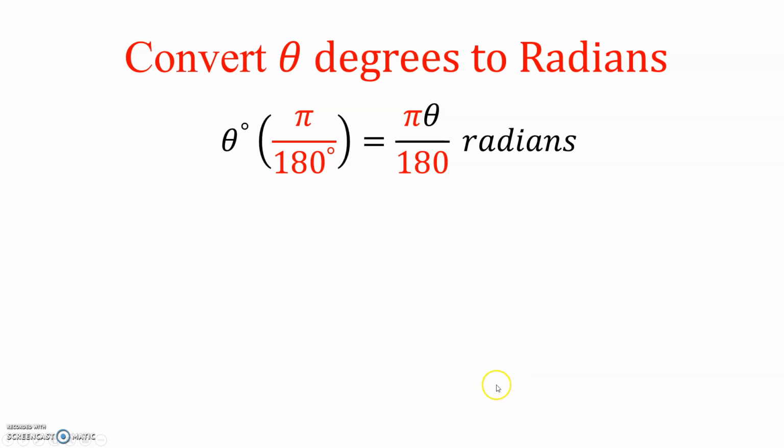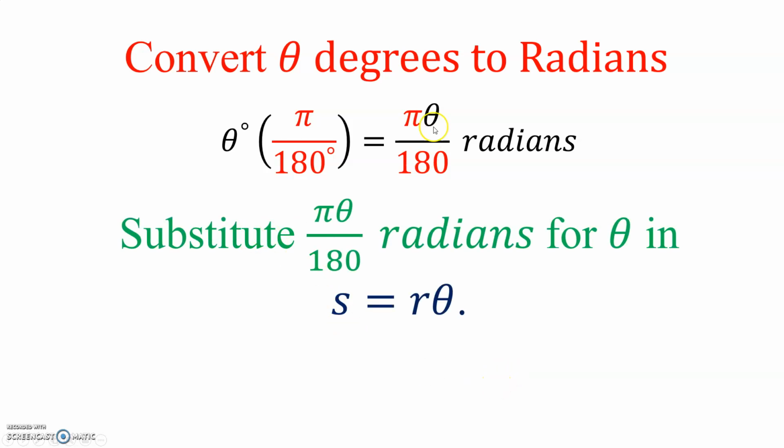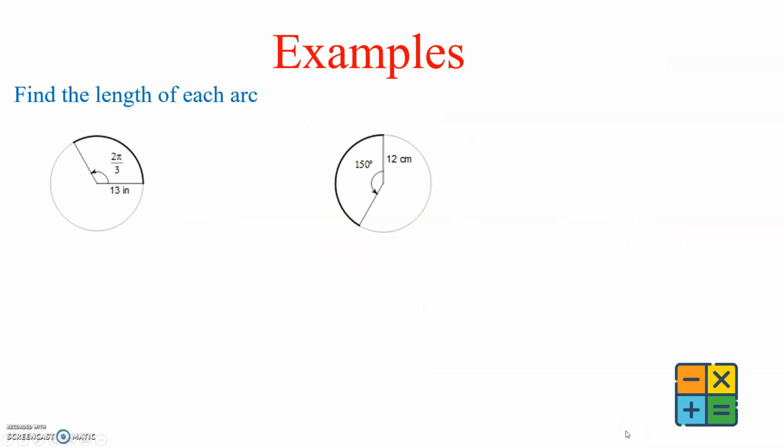So if we put all of this together, if we substitute this back in for theta in this formula, we get a whole new formula for when theta is in degrees. I color coordinated it so you can see that this is essentially my radius times theta, so it's the exact same thing. But this shows that all I'm doing is dividing by 180 and putting pi in my answer. So let's do a couple examples.